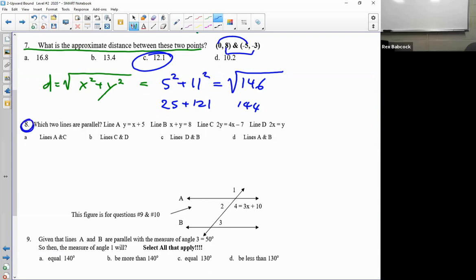Try 8 on your own. Take a minute and see if you can do 8. Which 2 lines are parallel? Are there any parallel lines? It has to do with slope.